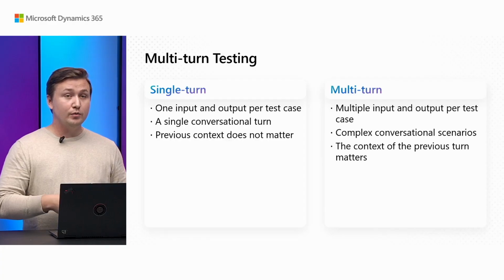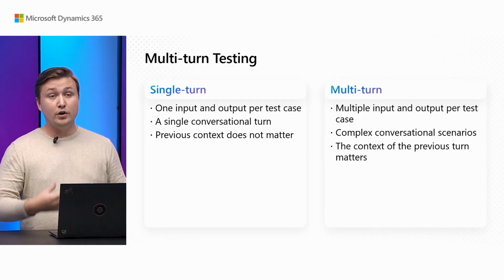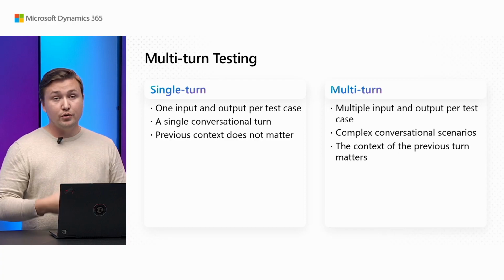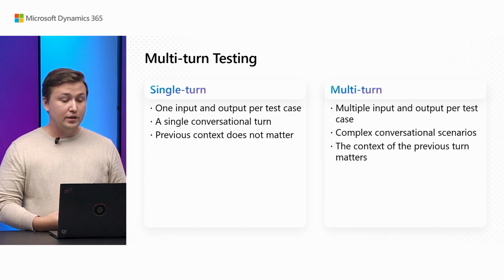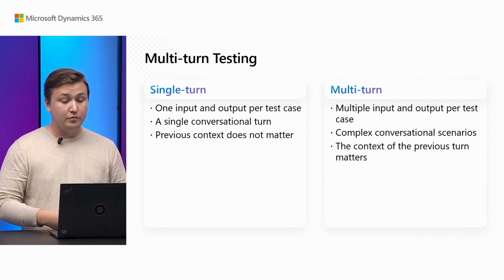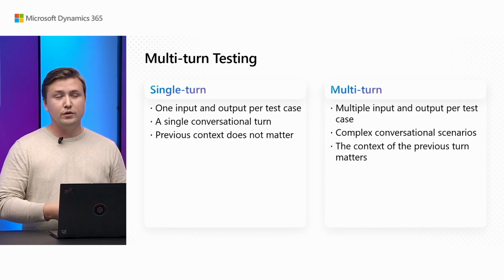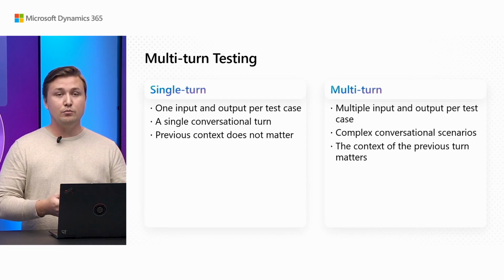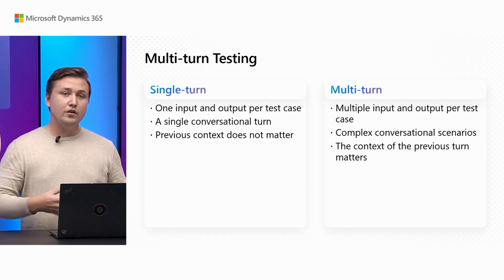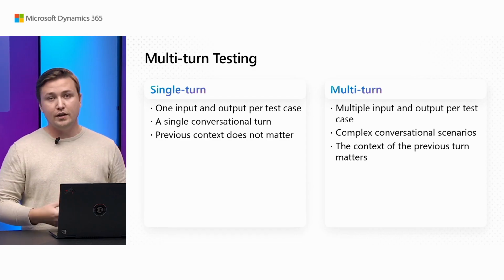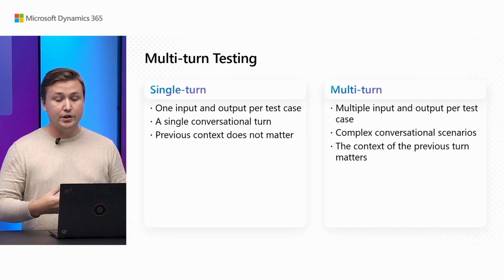But there's one thing that we haven't talked about yet. What about multi-turn testing? So far, we've always done single-turn testing. So we had 1 input and 1 output per test case. Now this gives us a single conversational turn where the previous context doesn't matter. What that means is for marketing text, if we call it once and we call it again later, the context of what happened before didn't matter. It's the same sort of generation that happens.